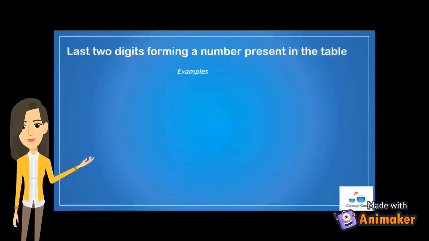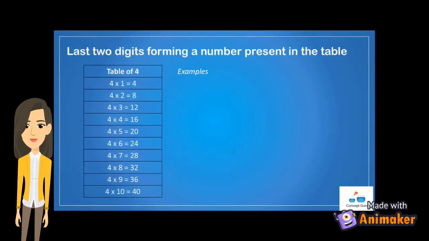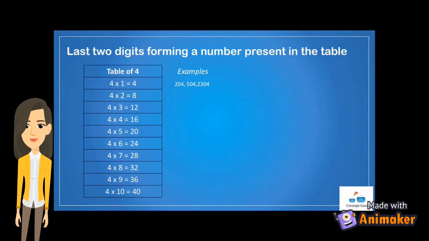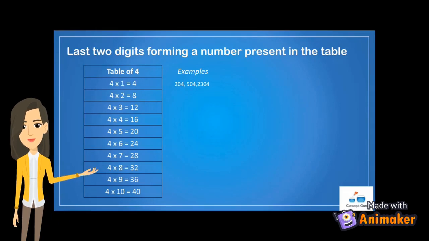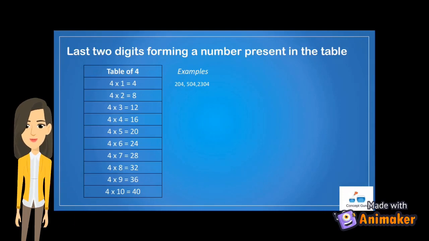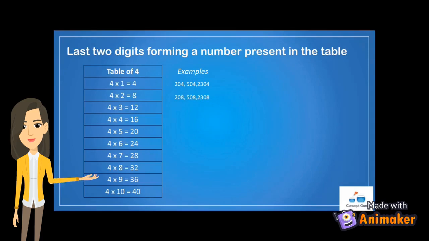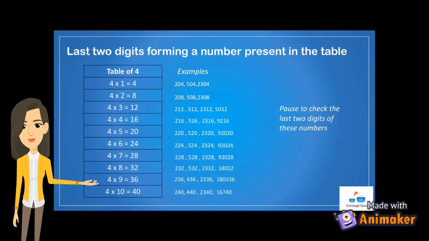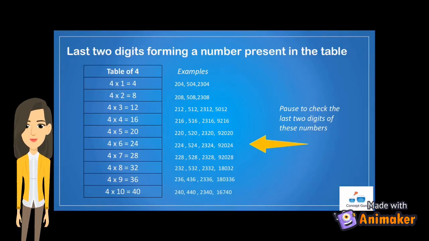Now the last 2 digits forming a number should be present in this table of 4. Here are some of the examples. 204, the last 2 digits 04 form the number 4, and thereby 204 could be a number that is exactly divisible by 4. Here are the other examples. Just check the last 2 digits. Okay? You can pause the video here to check the last 2 digits of these numbers that I have shown.